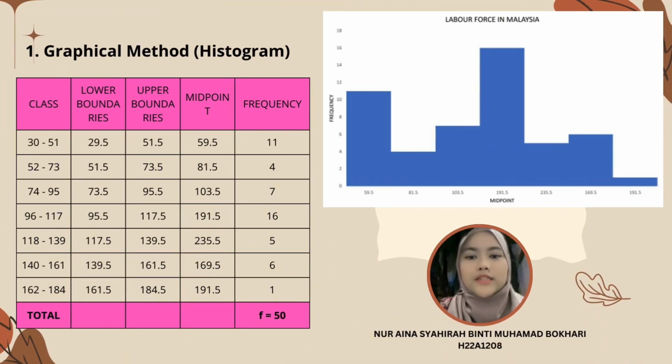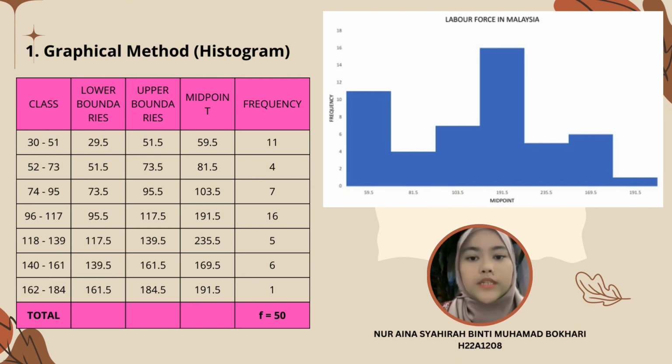Next, my part is the graphical method. I do this part and I choose two graphs. The first graph is the histogram and the second graph is the ogive. A histogram is a graph that represents the frequency distribution of the data set. Okay, you can look at this picture. This is the table for the histogram. It has 5 classes, with lower class boundary, upper class boundary, midpoint and frequency.